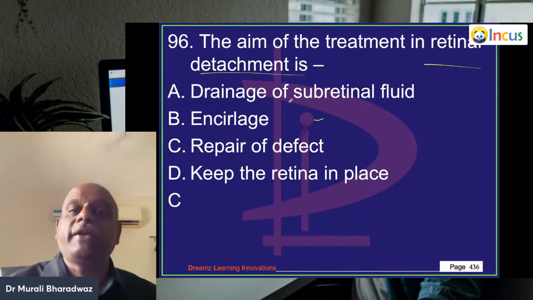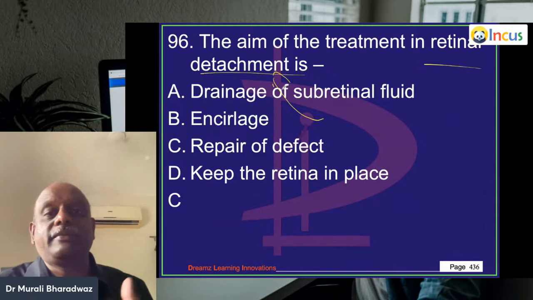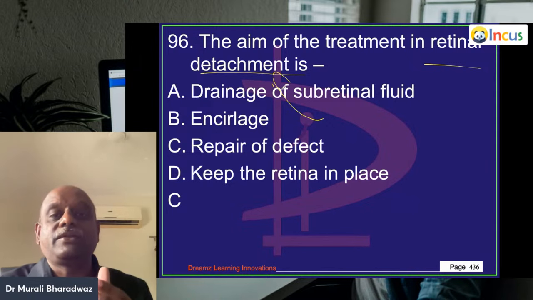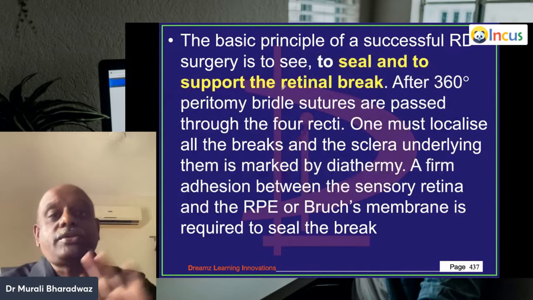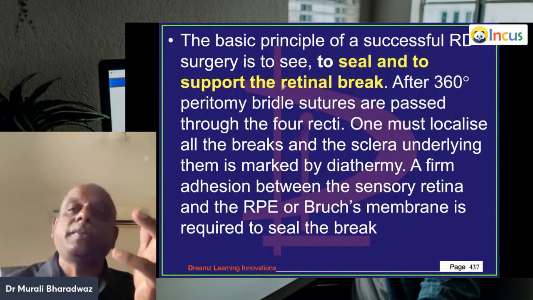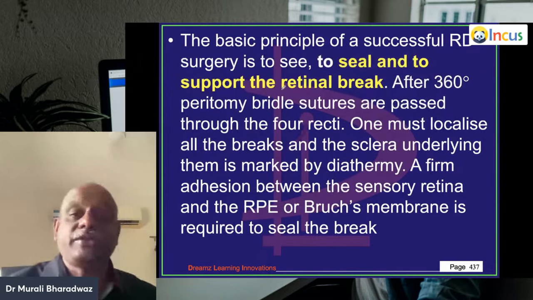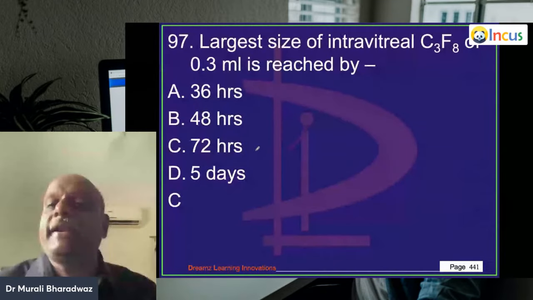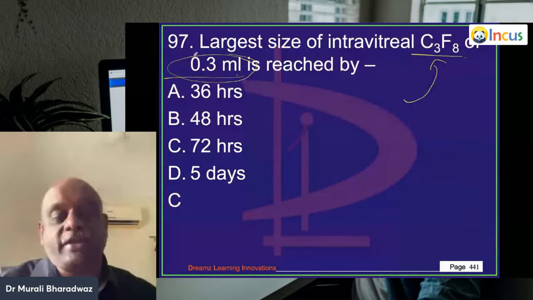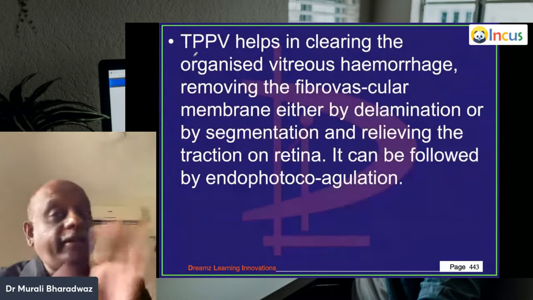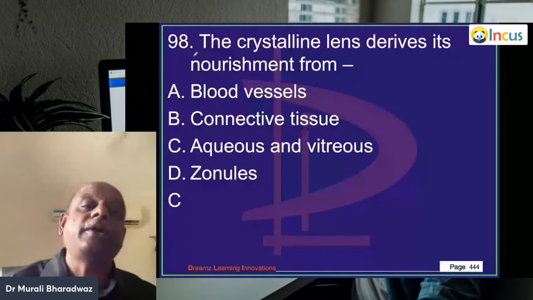So what is the main aim of treating retinal detachment, doctor? Repair of the defect. So typically there's a retinal break, which is the source for the retinal detachment. Photocoagulation, diathermy, etc., etc. Largest size of the intravitreal C3F8 of 0.3 ml is reached by 72 hours. So all the treatment modalities of retinal detachment, you need to be sure.